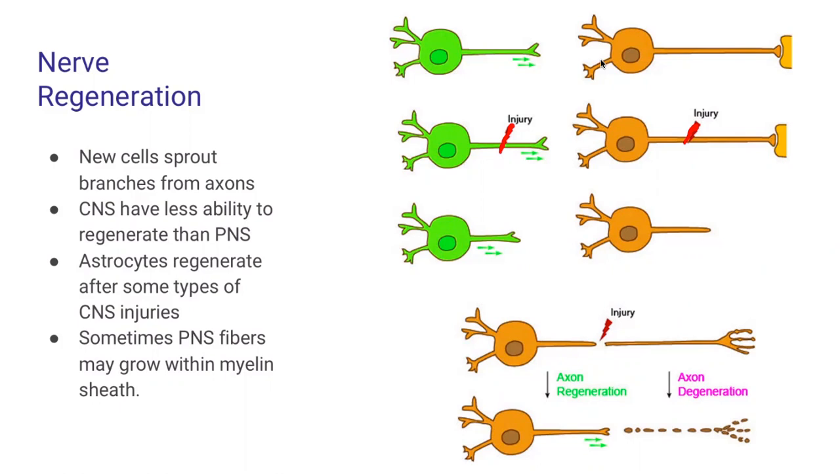Astrocytes are going to play an important role in regeneration in terms of your central nervous system. And sometimes in your peripheral nervous system, the fibers may grow within the myelin sheath.